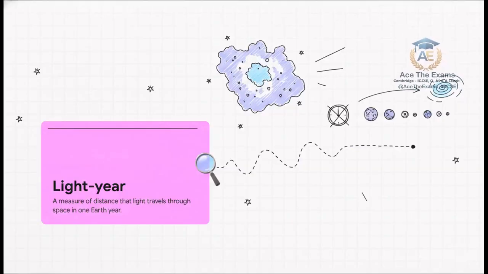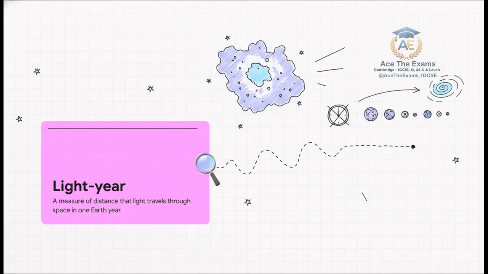Here is a guaranteed 1-mark trick question. Define a light year. Because it has the word year in it, thousands of students write that it's a measure of time. No, it is a measure of distance. It's how far light travels through space in 1 Earth year. Think of it as a massive cosmic yardstick.